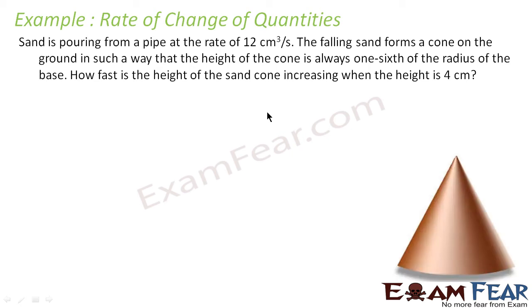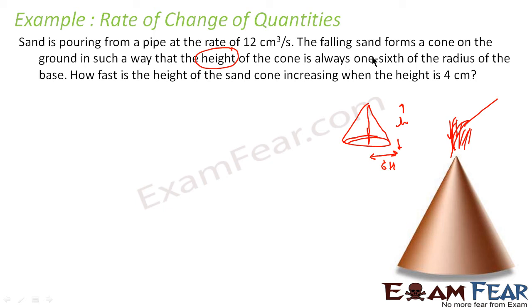So this is my cone, and how this is formed is, there is a structure like this, and sand is falling from this. Now the falling sand forms this cone. And the catch here is the height of the cone is always 1/6 of the radius. That is, if this is my cone, and the height of the cone is h, then the radius will be 6h.